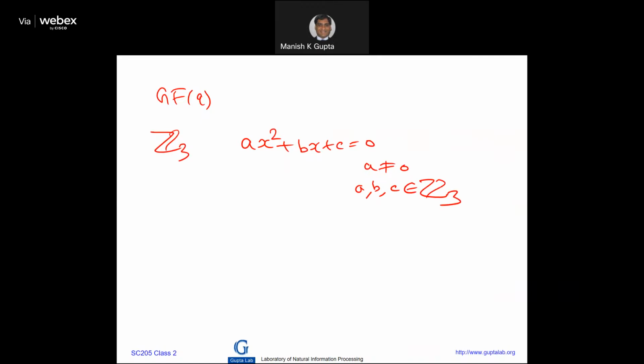You need to tell, GF9 will be a plus alpha b such that a, b belong to Z3. And what is alpha? Alpha is the root of that mystery equation, that beautiful equation which is going to build the field. You will find that out, right? Which equation is going to do the job for you?